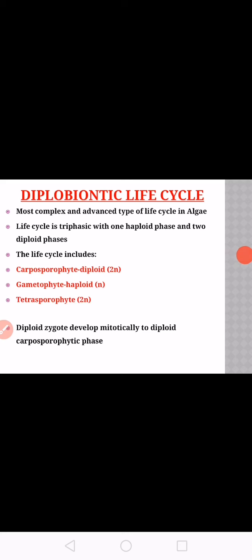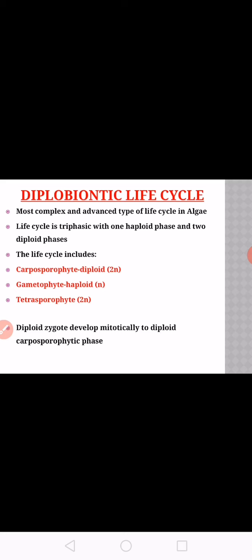So next we'll move on to the last type of life cycle, that is diplobiontic, and it is the most complex and advanced type of life cycle in algae. And like haplobiontic, this diplobiontic is also triphasic. The life cycle is triphasic, meaning it contains 3 phases. In that, one is haploid phase and the other 2 diploid phases. Whereas in haplobiontic, 2 haploid phases and 1 diploid phase is present. Whereas in diplobiontic, there are 2 diploid phases and 1 haploid phase.